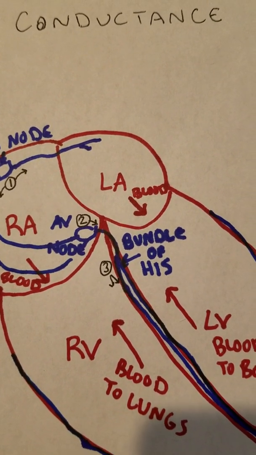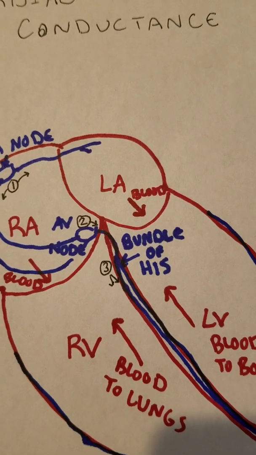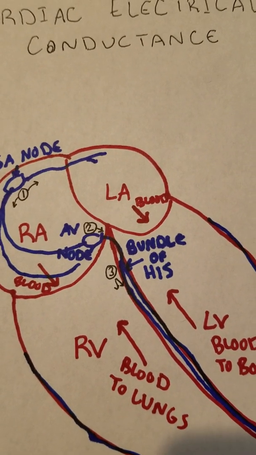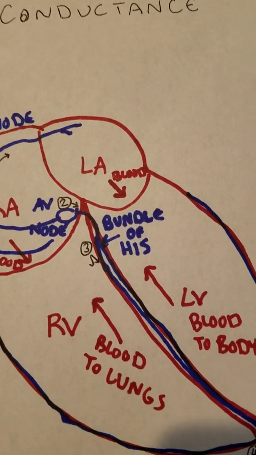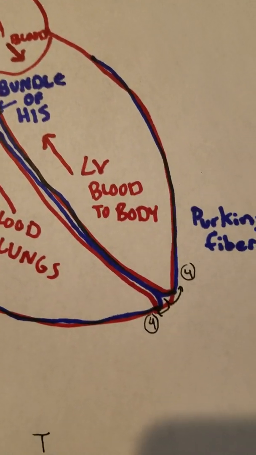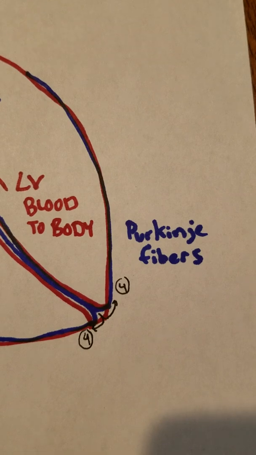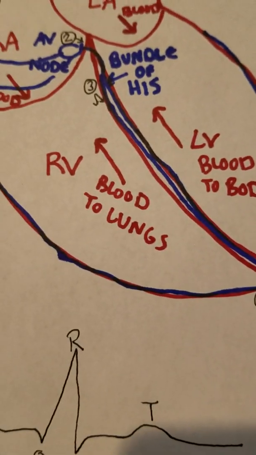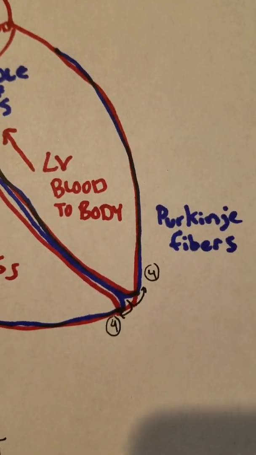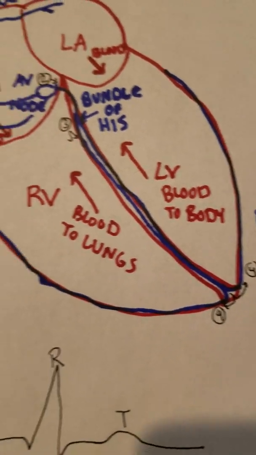From there, it goes to the bundle of His, which travels down the center of the ventricles of the heart, making its way down to the apex of the heart, and then traveling up Purkinje fibers throughout the walls of the ventricles of the heart.